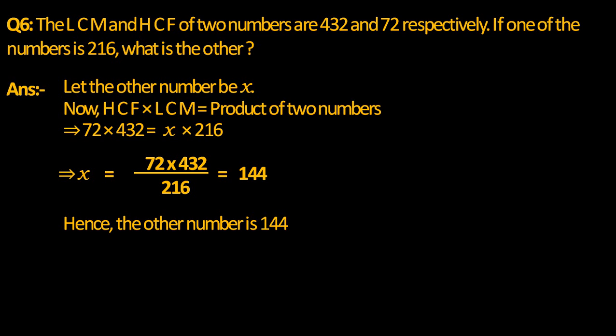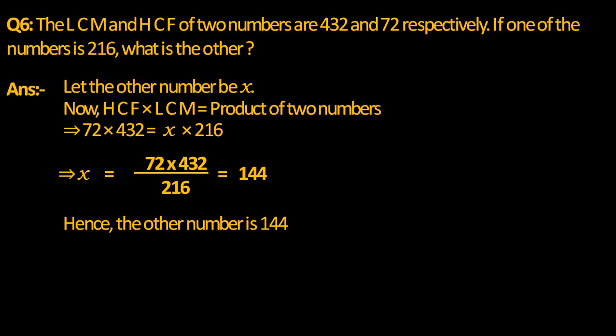We have seen earlier that the product of HCF and LCM is equal to the product of the two numbers. Now it is given that LCM and HCF are 432 and 72. So 72 multiplied by 432 equals the product of the two numbers, that is x into 216. Why x? Because we don't know the other number. 72 into 432 is equal to x into 216.